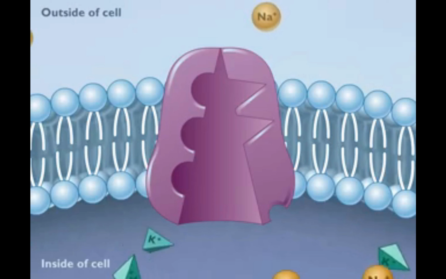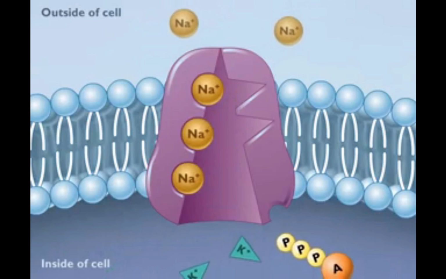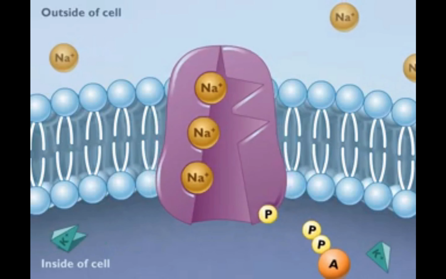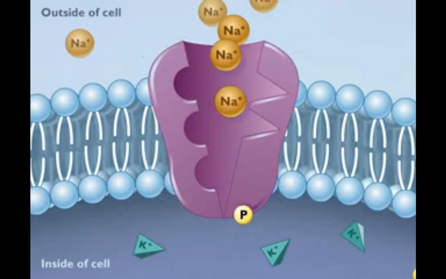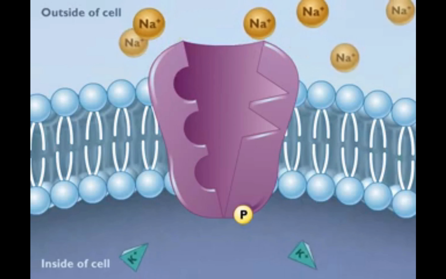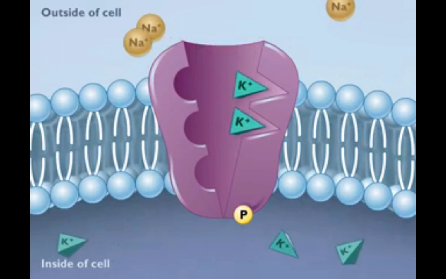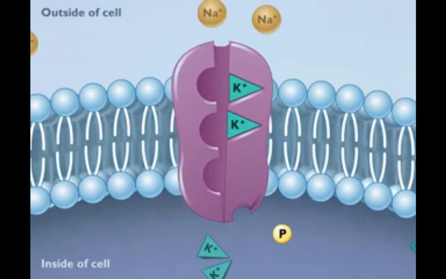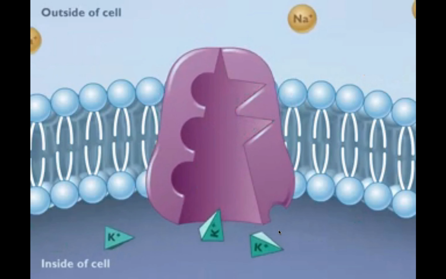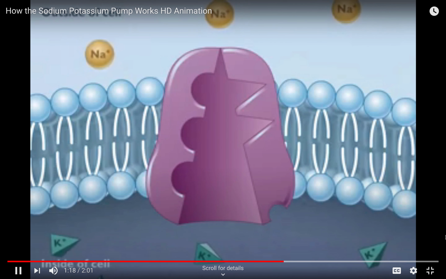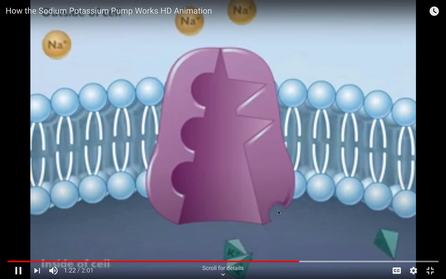In its original shape, the channel has a high affinity for sodium ions, and when these ions bind again, they initiate another cycle. The important characteristic of this pump is that both sodium and potassium ions are moving from areas of low concentration to areas of high concentration. That is to say, each ion is moving against its concentration gradient. This type of movement can only be achieved by the constant expenditure of ATP energy.